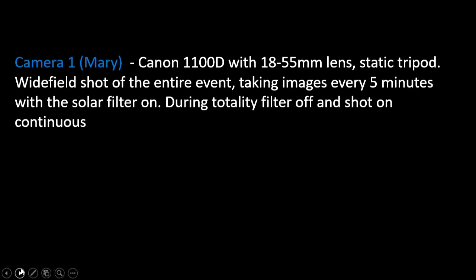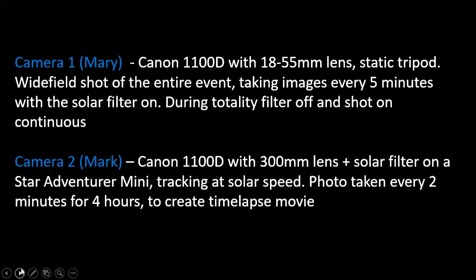What I did there is keep the camera in the same position for the entire event. I took a photograph every 5 minutes, but as soon as we got to totality, I took the filter off and just shot on continuous. I took over 2,000 pictures during totality, and then put the filter back on again as soon as we'd seen the second diamond ring, and carried on taking a picture every 5 minutes for the entirety of the event. So that's how I did that.